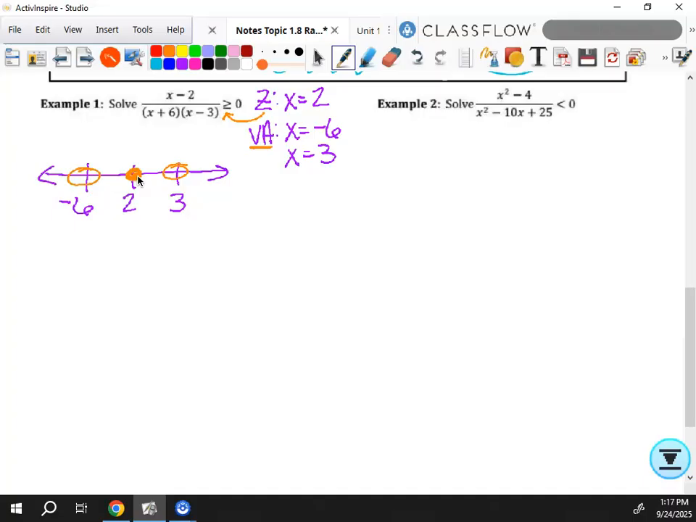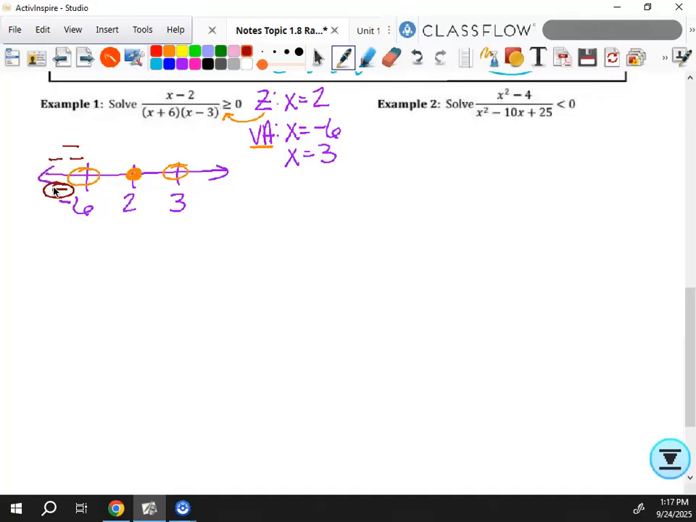All right, so now we're going to test values just like we did for polynomials. So somewhere between -∞ and -6, let's go with -7. -7 minus 2 is a negative number. In the denominator, -7 plus 6, negative number. -7 minus 3, negative number. So a negative divided by a negative times a negative overall gives me negative, right? 3 negatives make a negative. You got an odd number of them. Whether you're multiplying or dividing, the same thing happens, right? Everybody with me so far?